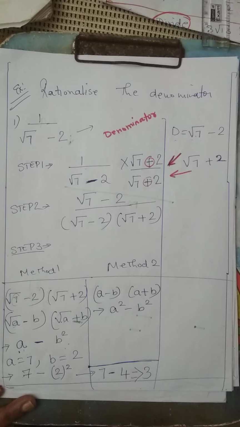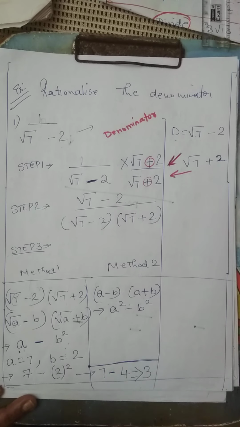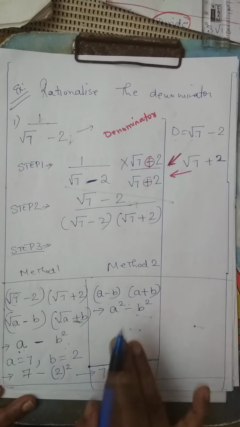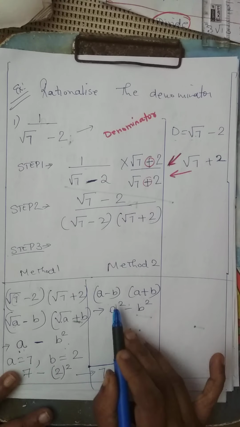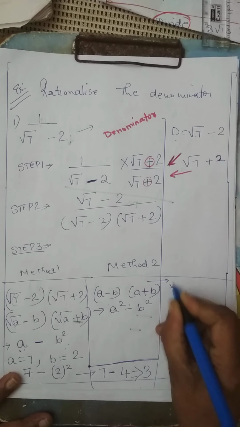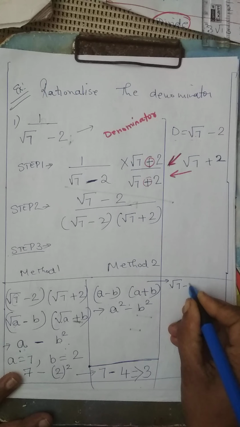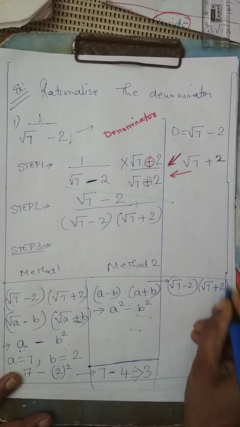Now, this method was used in 8th standard, is applicable for any type of numbers. So mostly people find this method easier and it's accepted. Now how to do this? Let's copy that sum here because there is no place here. Root 7 minus 2, root 7 plus 2.